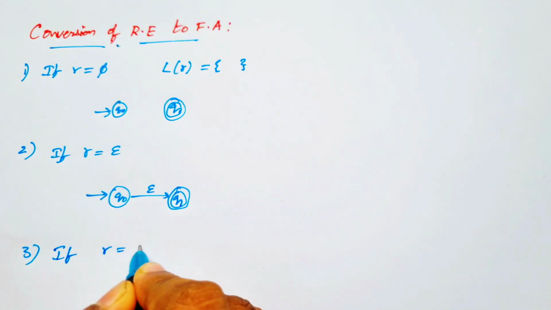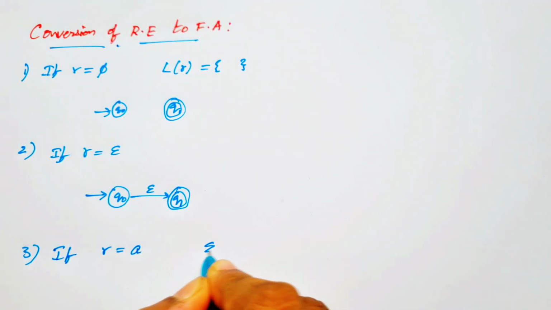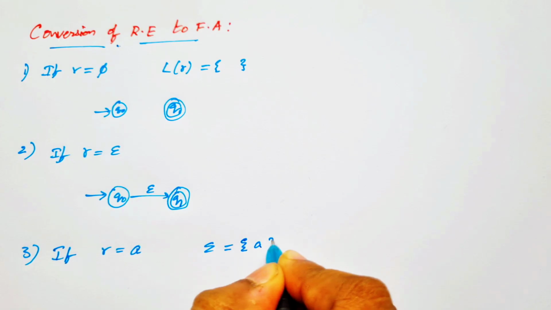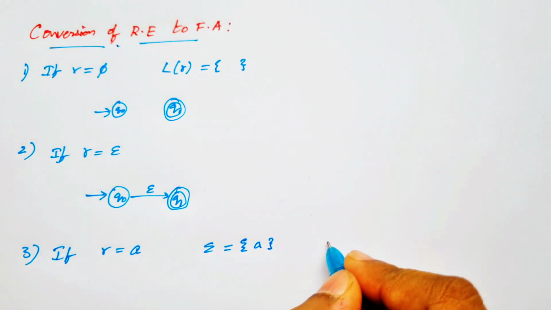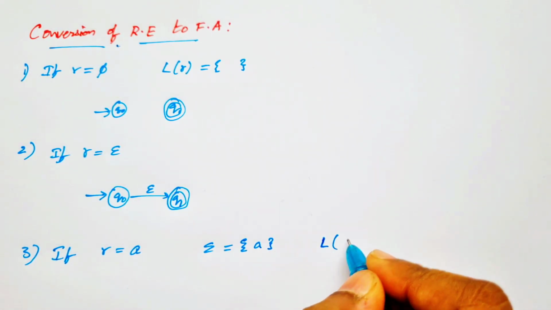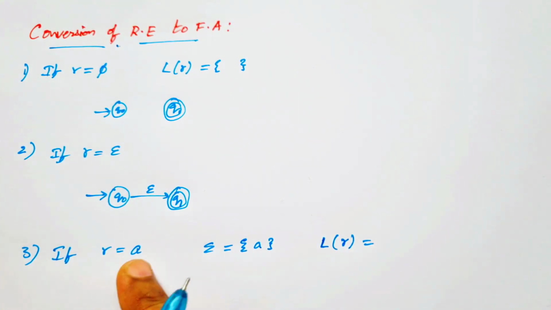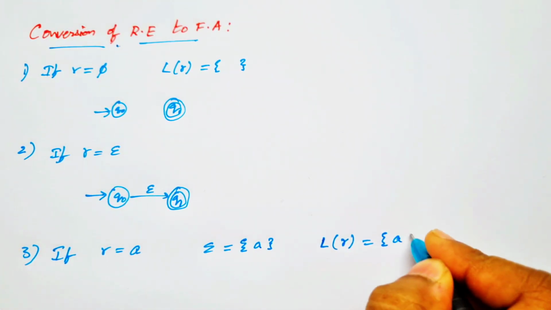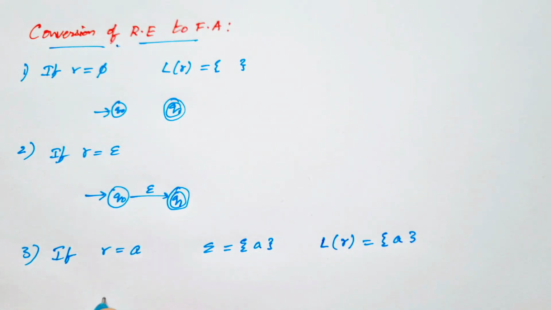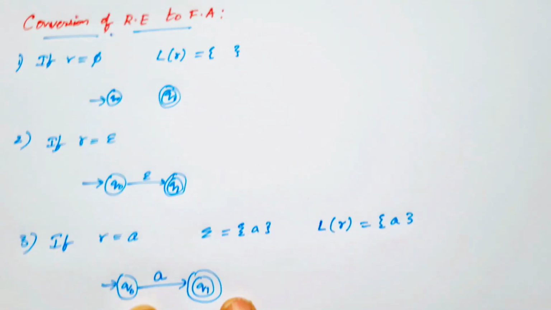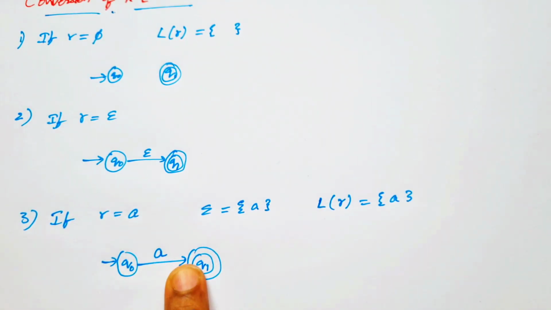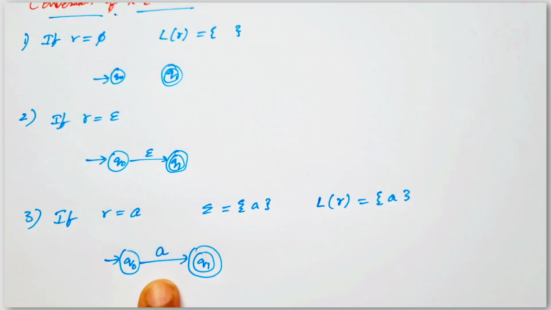Next, if the regular expression is A, where the input alphabet contains only A, meaning the language contains R equal to A, it contains only the string A. Then the NFA is Q0 to Q1 on A. You start with the initial state, and you move on A to the final state, meaning you are reading the input A. Here only the input A is read.